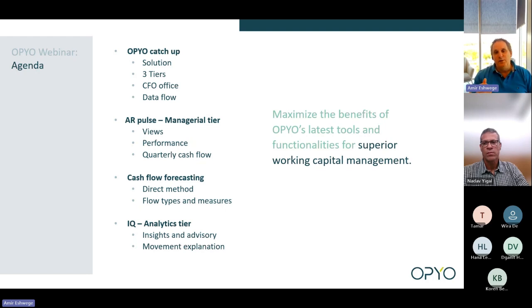Each one of these areas will get a certain amount of time. So at the end, you'll see two things. One of them is the slides, and the other one is a working system, so you can get a feeling of how OPYO works. We can always follow up with questions.